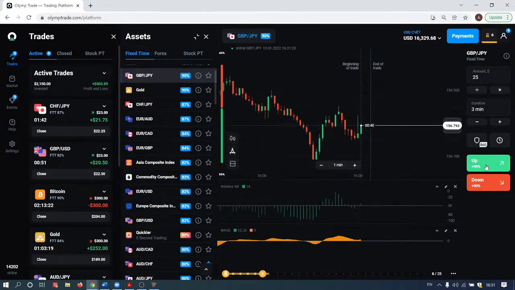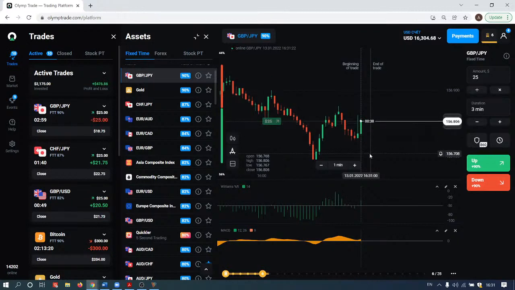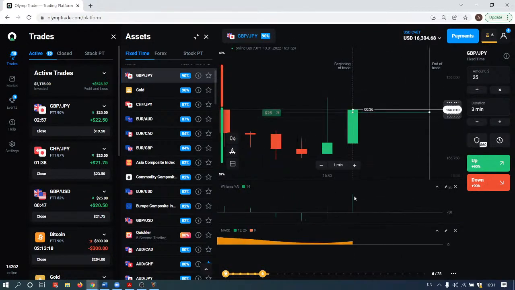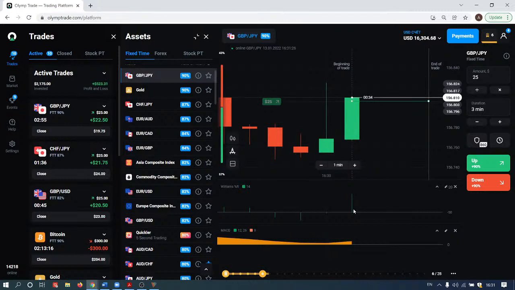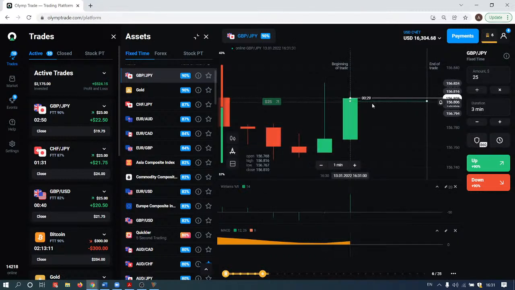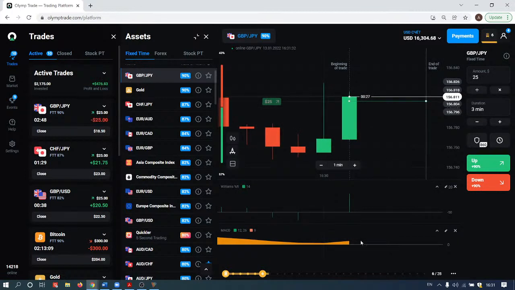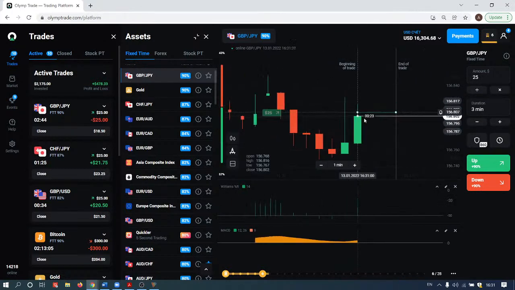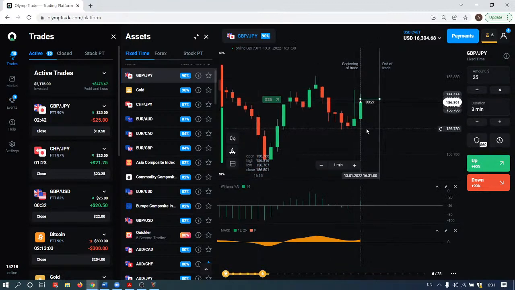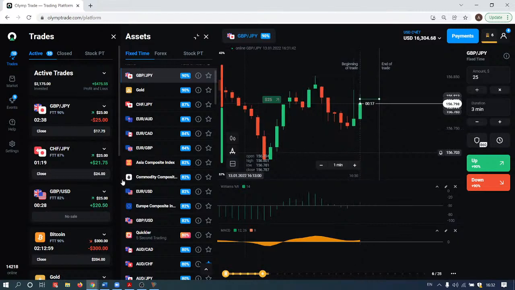And once again, we can open trades in the upwards direction here, because as you can see, the Williams %R histogram points in the upwards direction, and the MACD histogram is also above the midline. So this area is above the midline. That is the signal, and we can open a trade now in the upwards direction.